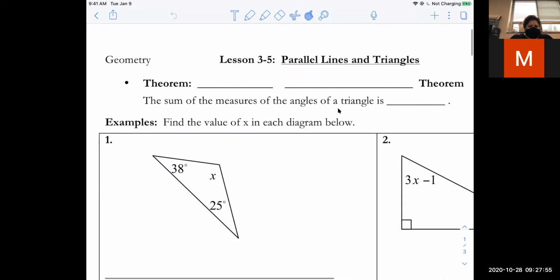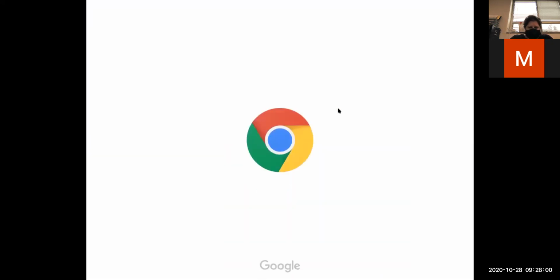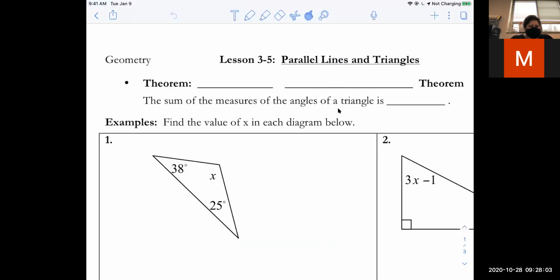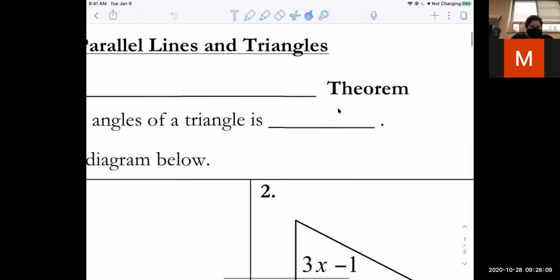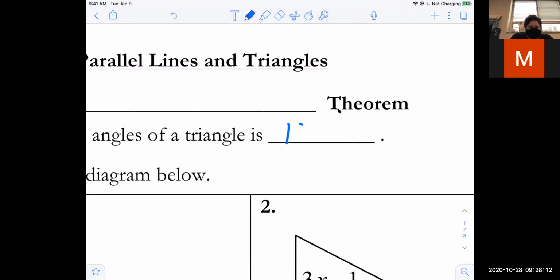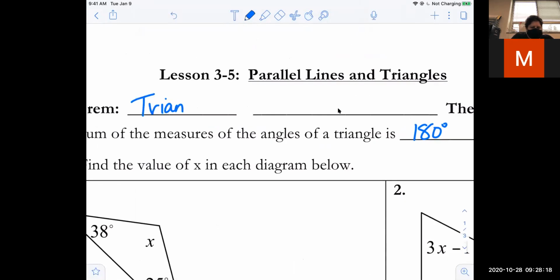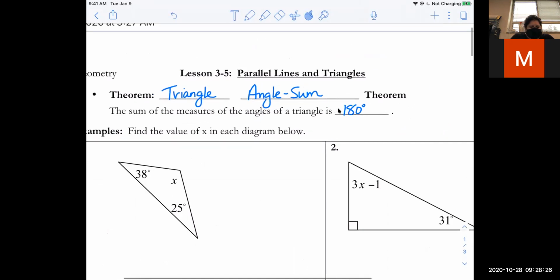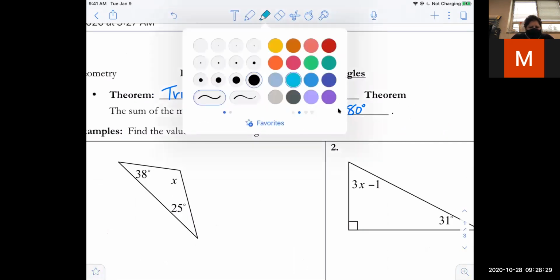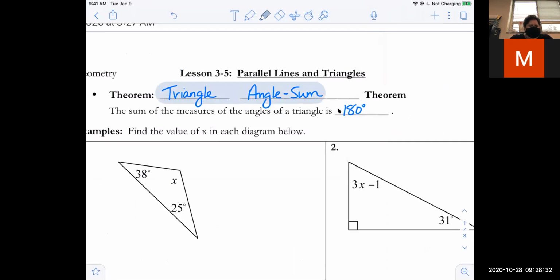Okay. This is something you probably already know. The angles in a triangle add to how much? 180. The angles in a triangle add up to 180 degrees. Okay, this is called the triangle angle sum theorem. So the statement of the theorem is that the angles in a triangle add to 180. That's a fancy way of saying that, triangle angle sum theorem.